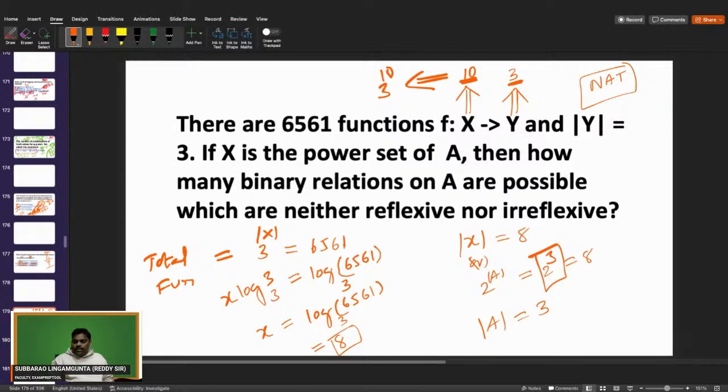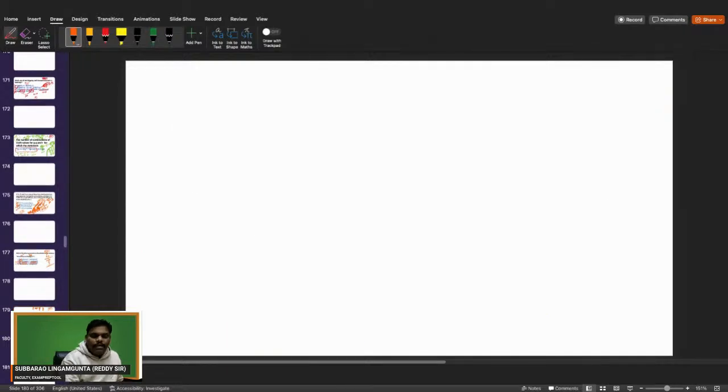Now if A size is 3, A cross A contains 9 elements, right? Everyone knows A cross A contains 9 elements. You take any subset of these 9 elements, it is nothing but a relation. So the total number of relations is 2 power 9.